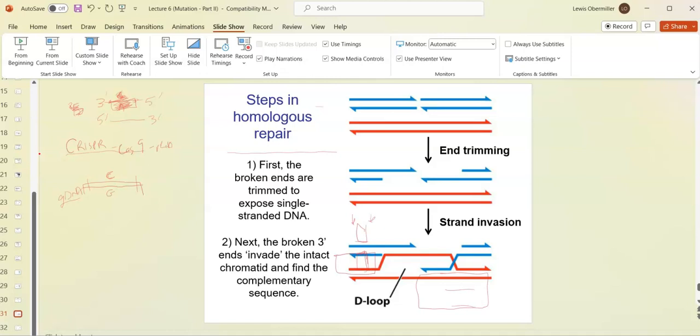Okay, so here's the double-stranded break. We have the same end trimming. So enzymes can create what is called a D loop or displacement loop. And so basically what they're using is the sister chromatid strand as a template to synthesize the new strand. And so the idea is that these strands are identical to one another.